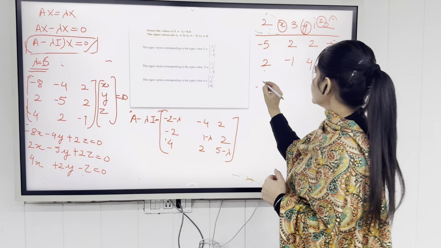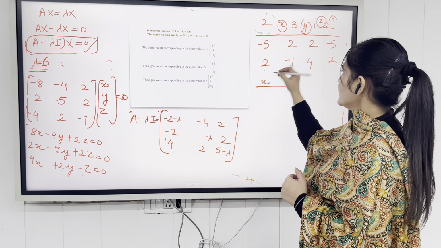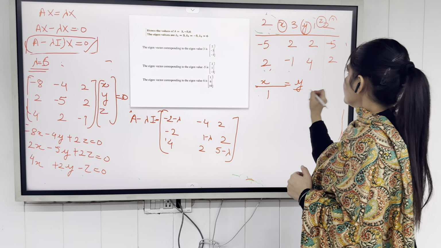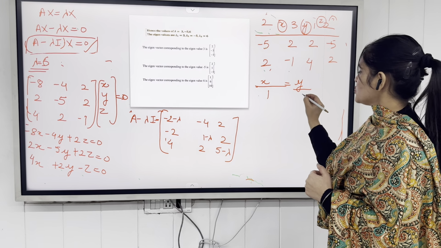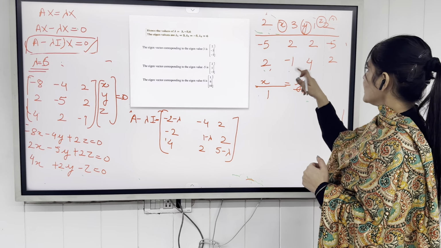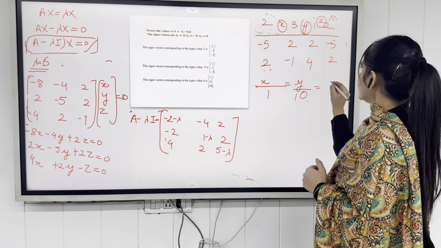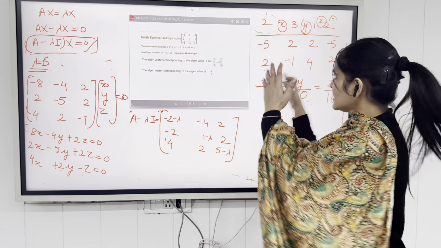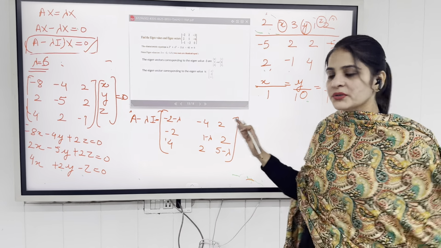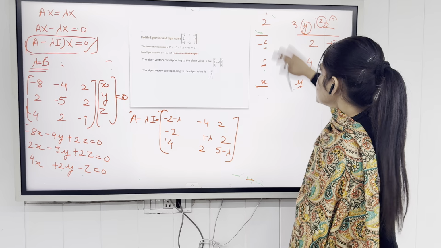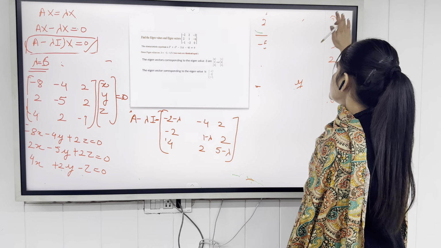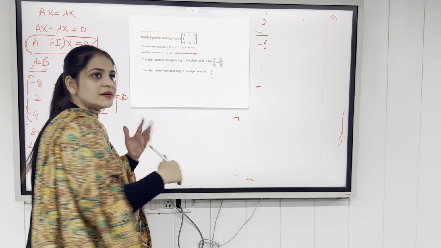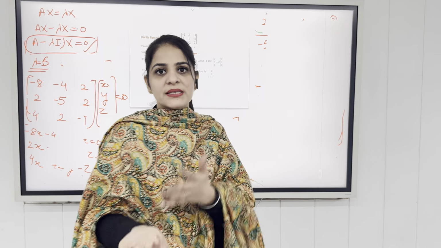Simplify it by taking the determinant only. Take the determinant: 5 minus 4, this is 1. Y, which is 8 plus 2, this is 10. And the last will be z here, this is 16. So this is the eigenvector corresponding to the eigenvalue lambda equal to 6.